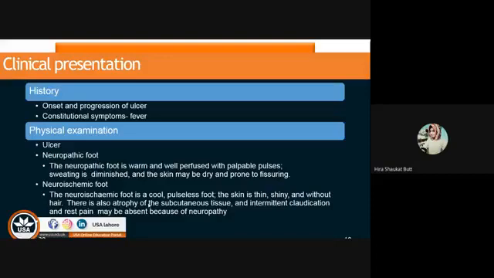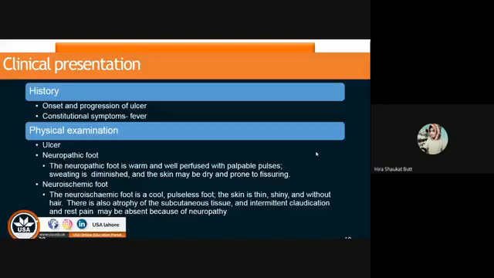If you go for the physical examination, there will be the presence of an abnormal wound, or some chronic wound or ulcer. If you talk about the neuropathic foot, then the foot is always warm and well perfused with palpable pulses. Sweating is diminished, and the skin may be dry, or it can be prone to some fissuring or some open changes, or some abnormal creases.